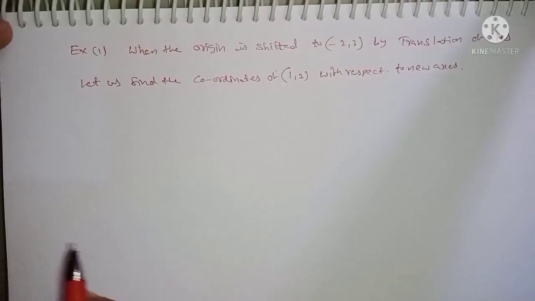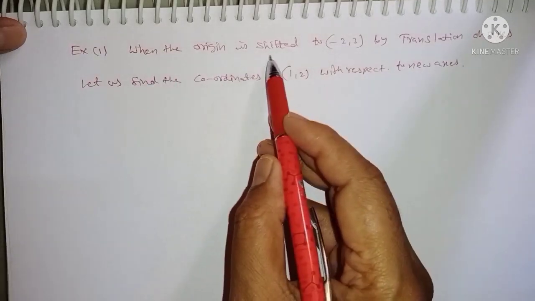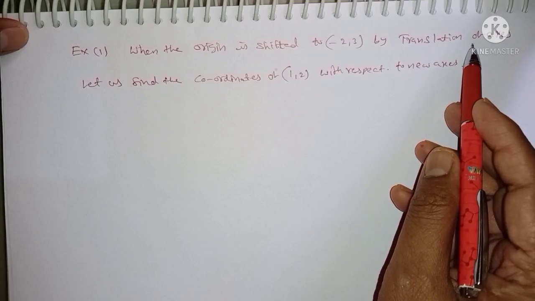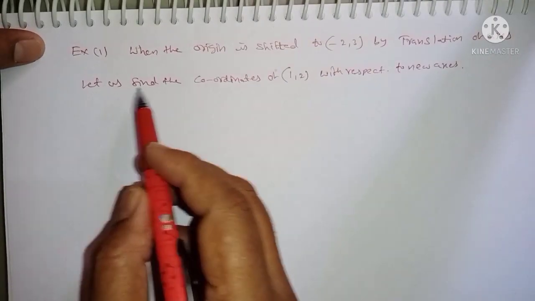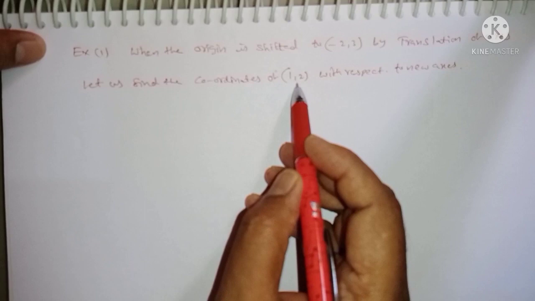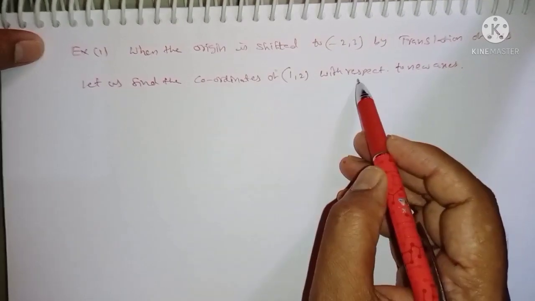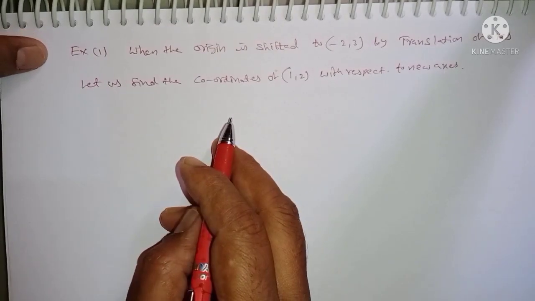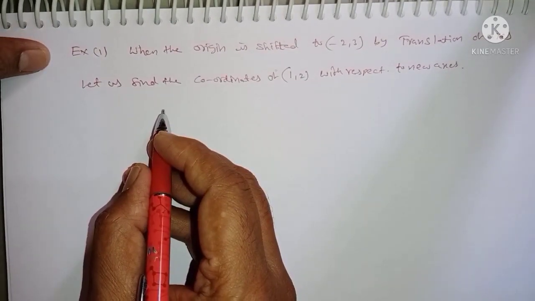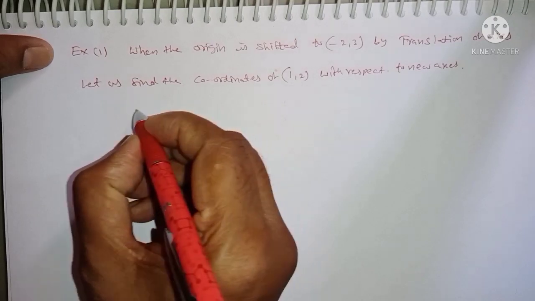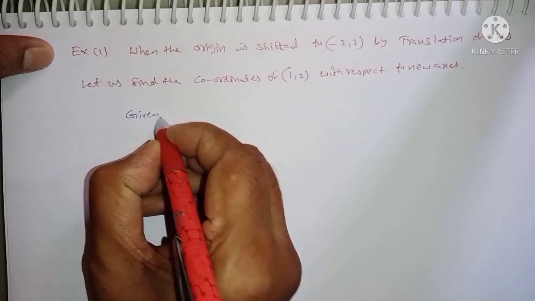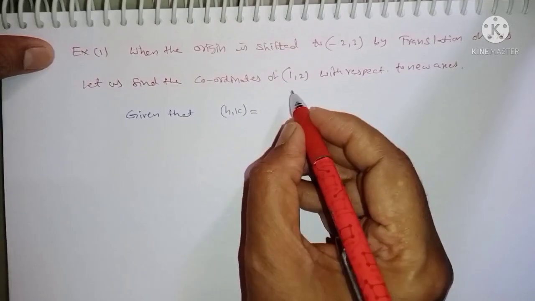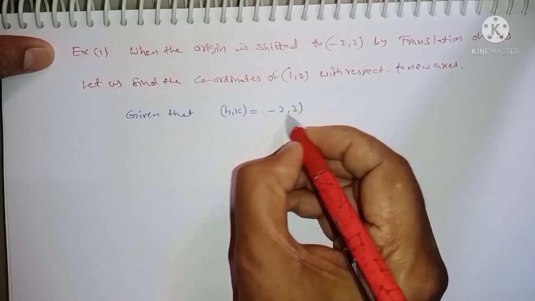Let us see one example. When the origin is shifted to (-2, 3) by the translation of the axis, let us find the coordinates of (1, 2) with respect to the new axis. Shifted origin means we can write that given (h, k) = (-2, 3).